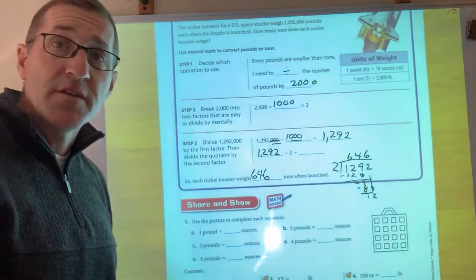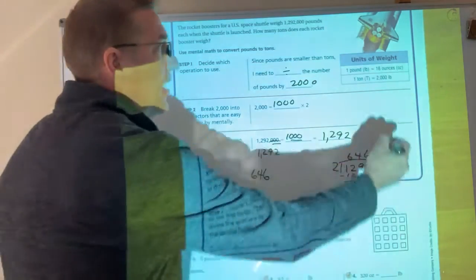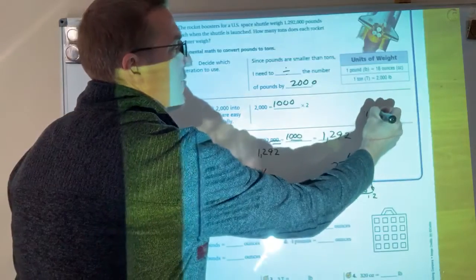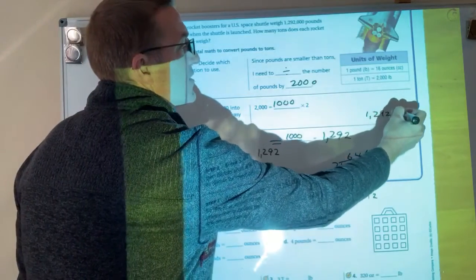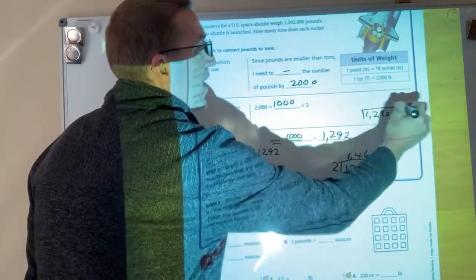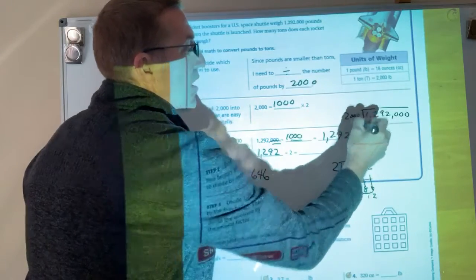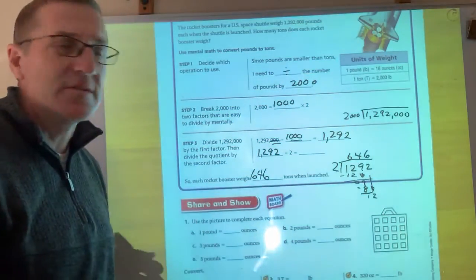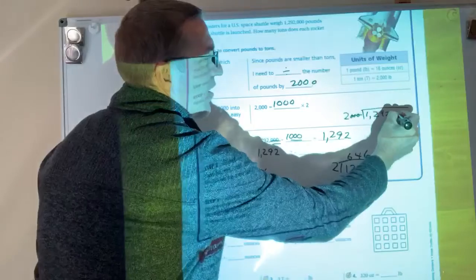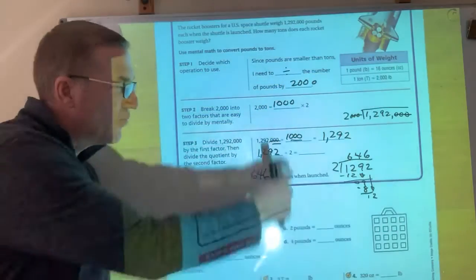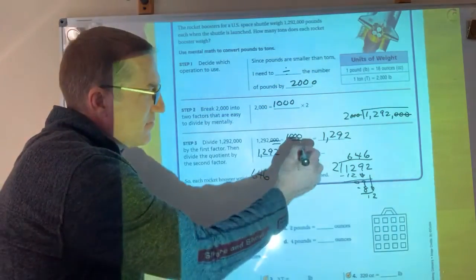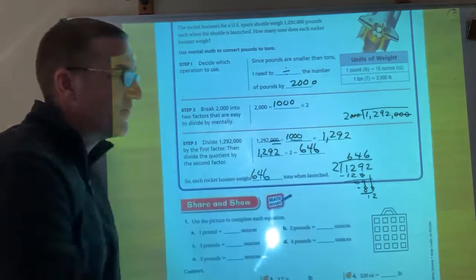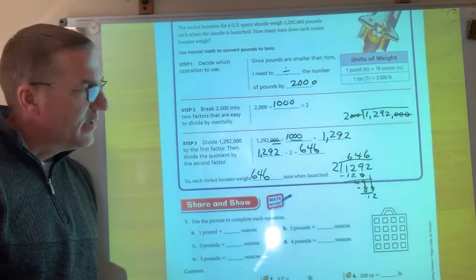Here's what else you could do, and see if this hopefully rings a bell with you. I could have taken 1,292,000, and if I divide it by 2,000, what do we always say? If I have these zeros, what should I do with them? I just take them off, right? And then I just divide it. So it's just one less step here. Right, 646. All right.